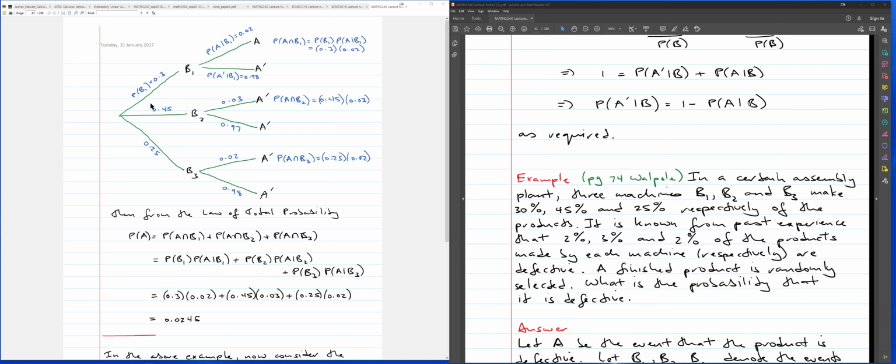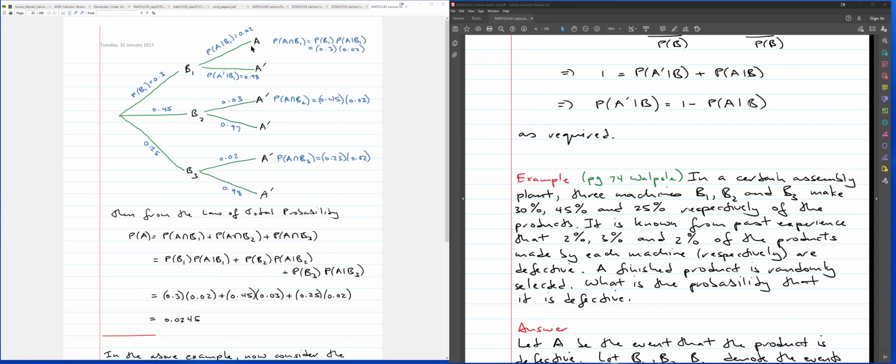But in fact, you could also work it out from your tree diagram over here. From the tree diagram, the probability of it being defective is this case, this case, and this case. Remember, I have a typo: this should be A here, and this should be A here. So I have 3 cases. What's the probability of ending up in this case over here? Well, first the product was made by machine B1, then it was defective here.